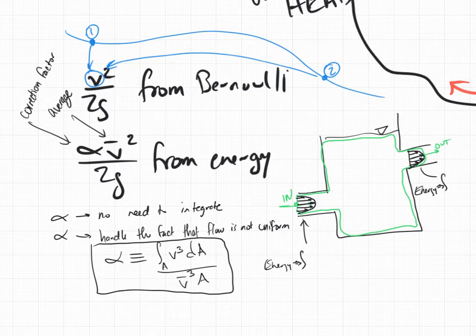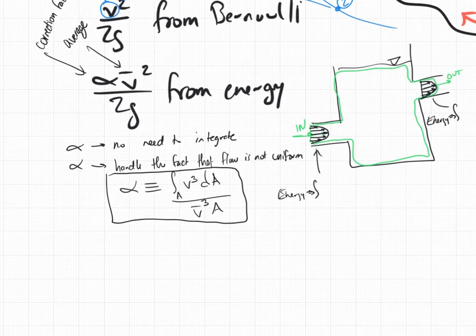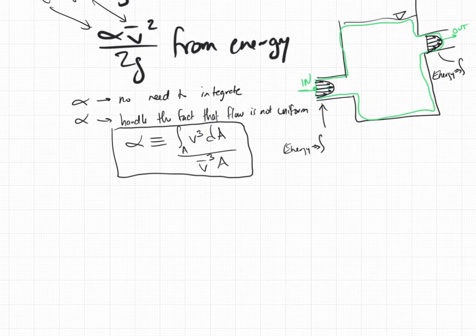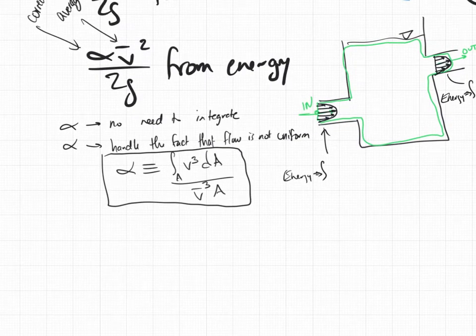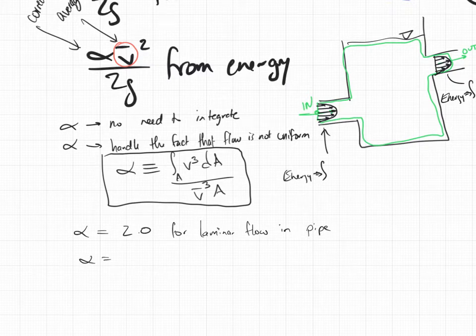The nice thing about this is that alpha is fairly easy to deal with. As long as you make sure that you're using this average velocity right here, then you just ask, what is alpha? Well, alpha equals 2.0 for laminar flow in a pipe, and alpha equals 1.05, which we just usually take to be 1.0, for turbulent flow.